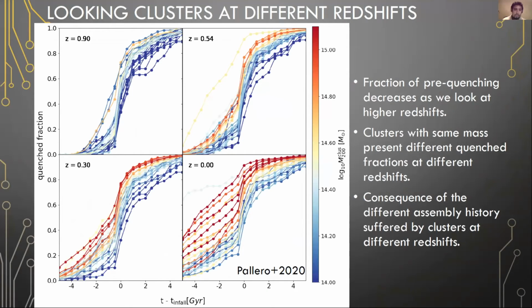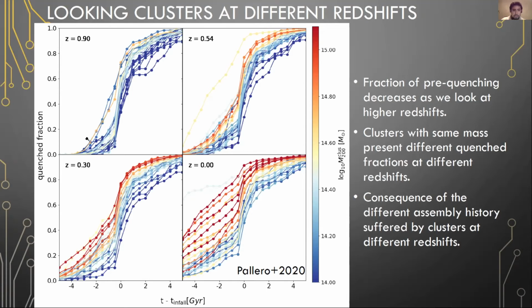This is highlighted when you, for example, resample our clusters through different redshifts. Here you can see the evolution of the quenching fraction while looking at clusters at redshift 0, 0.3, 0.5, and 0.9. And as you can see, at high redshift, around 1, regardless of the mass of the cluster, most of the galaxies get quenched inside of them.